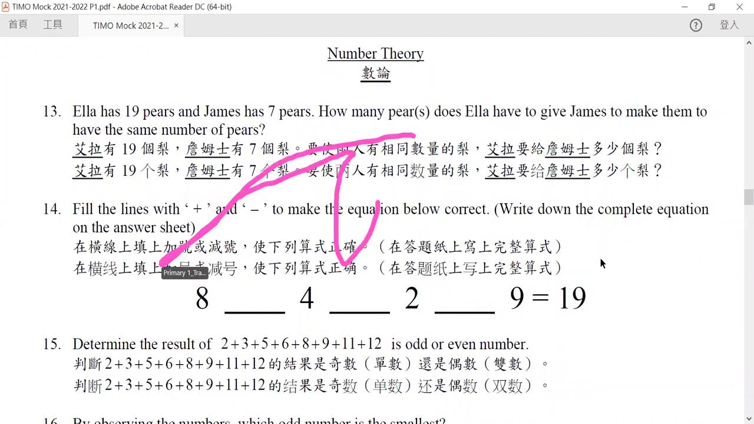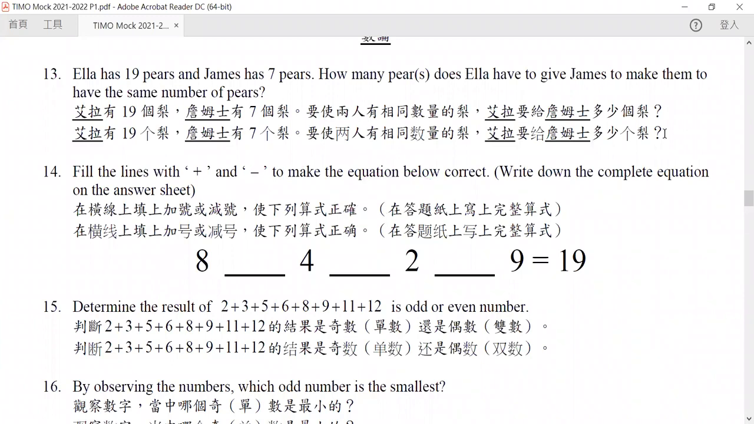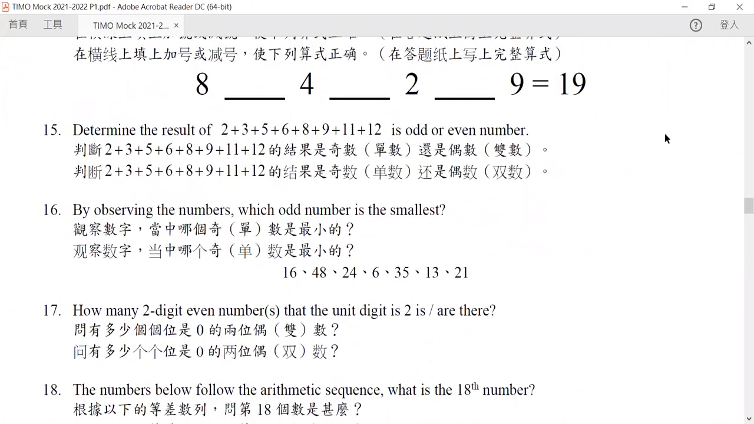Determine whether the result of 2 plus 3 plus 5 plus 6 plus 8 plus 9 plus 10, 11 and 12 is odd or even. Now, in here, you can try to sum these numbers all together to find the exact result, instead of talking about whether it is odd or even, the parity. But because we just want to know if it is odd or even, remember, there are simple rules for them.